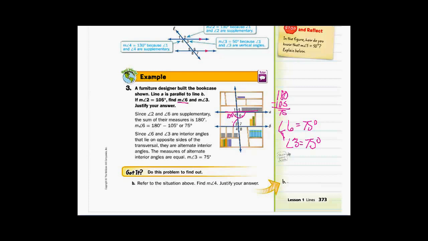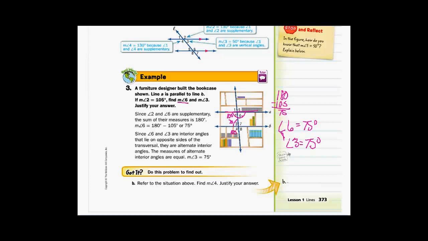So with that, pause it and try B, please. All right. It says refer to the situation above. Find the measure of angle 4. Well, if I know that this is 75, I could subtract here and get 180 minus 75 and get that this is 105.